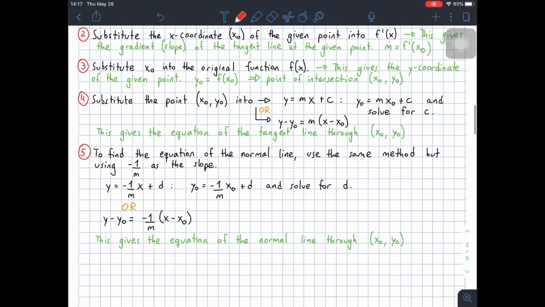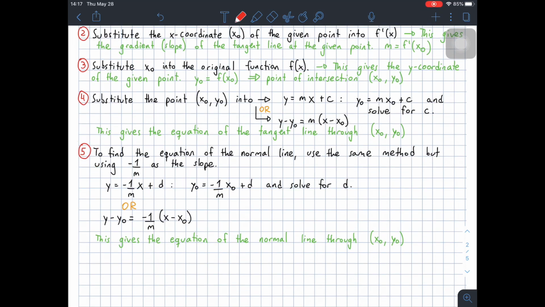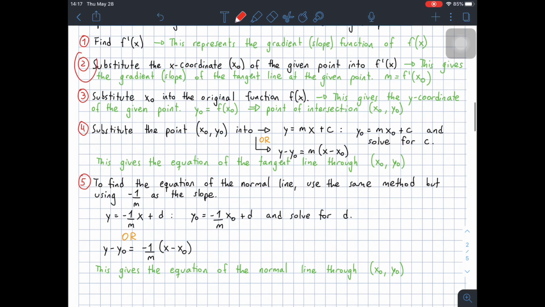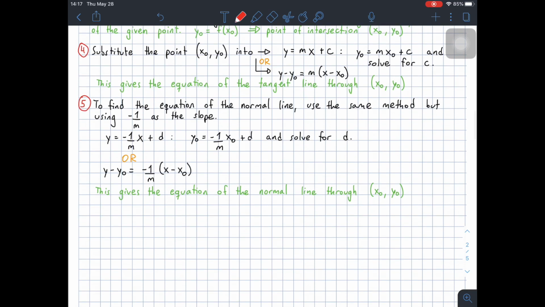Once I have the equation of the tangent line, I can find the equation of the normal line. How? It says to find the equation of the normal line, use the same method, but using -1 over m as the slope. In step number 2, we found the value of the slope, so we just find the negative reciprocal of that value in order to obtain the slope of the normal line, and then we replace it with the same given point, which is xo, yo.